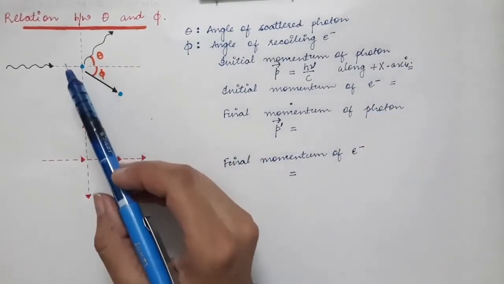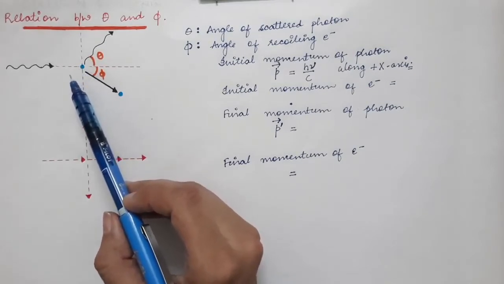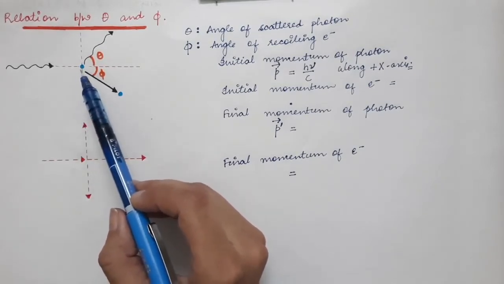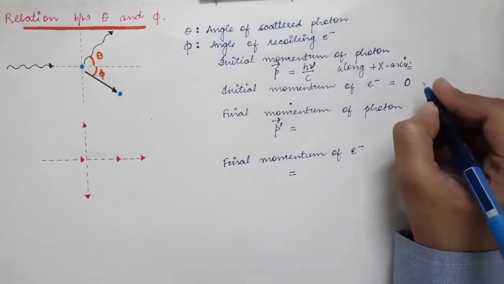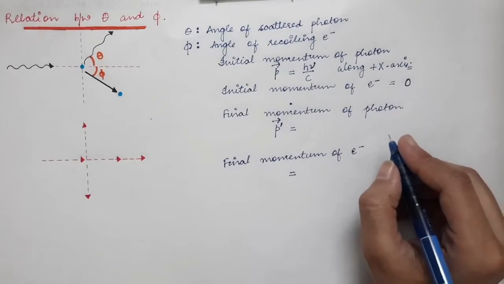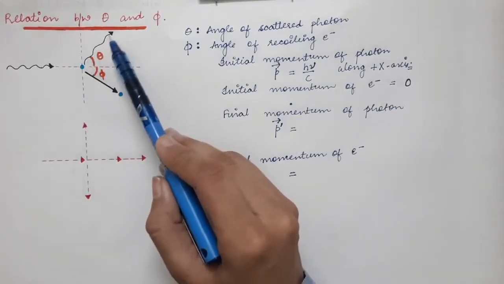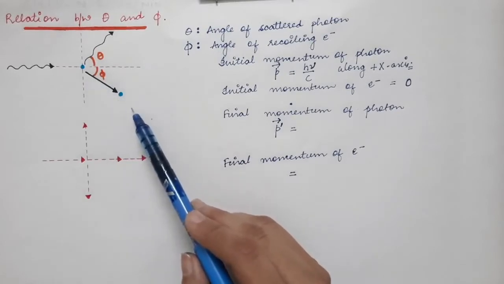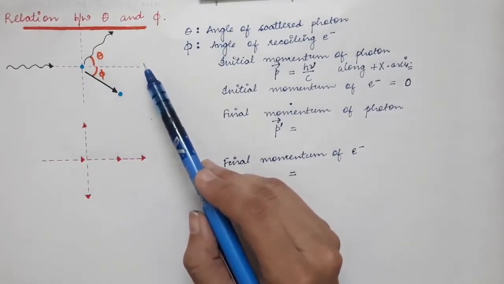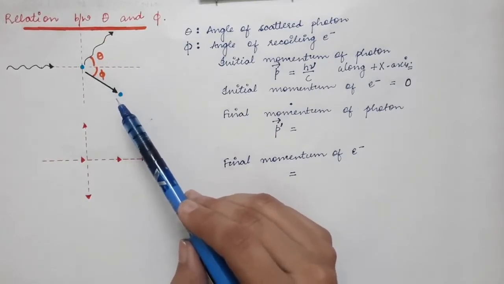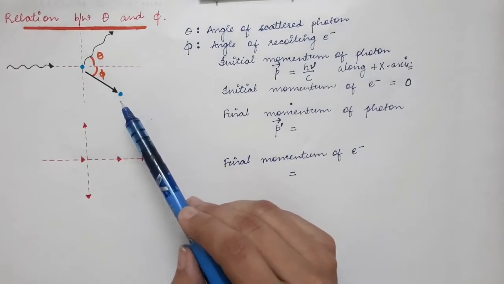And before the interaction, what else do we have? We have a free electron which is at rest. So the initial momentum of this electron will be equal to 0 as it is at rest. Now after the interaction, we have a scattered photon and the recoiling electron. The electron also takes up some kinetic energy after the interaction, so it will also have certain momentum.